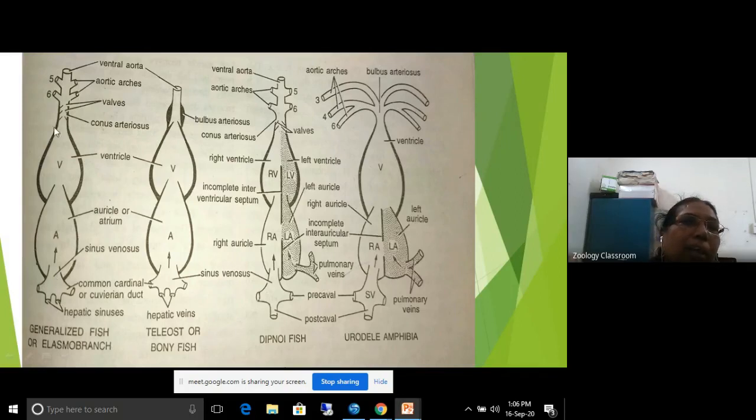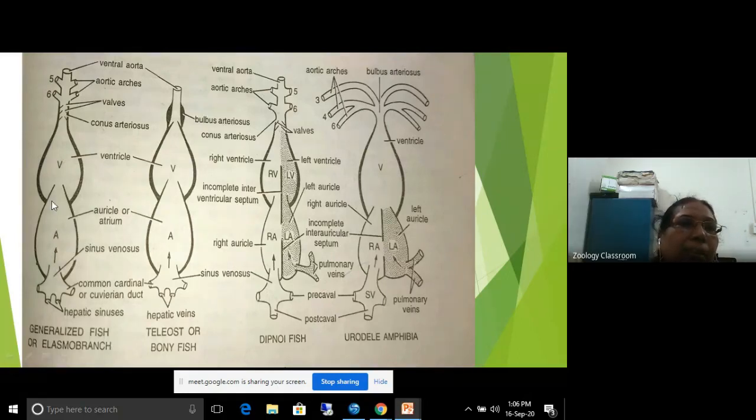आता हे वेनस हार्ट का म्हणतात त्याला? It collects only venous or impure blood and transfers it towards the ventral aorta, so it is called venous heart. नंतर यामध्ये काय काय आहे? सायनस वेनोसस कसा तयार झाला? हिपॅटिक सायनस, कॉमन कार्डिनल, there is a formation of sinus venosus. सायनस वेनोसस कुठे ओपन होतोय? ऑरिकल मध्ये. ओपनिंगला काय म्हणतात? सायनो ऑरिक्युलर अपर्चर.